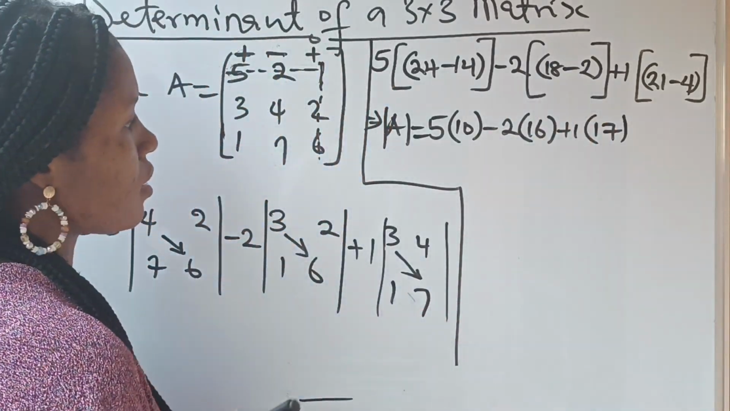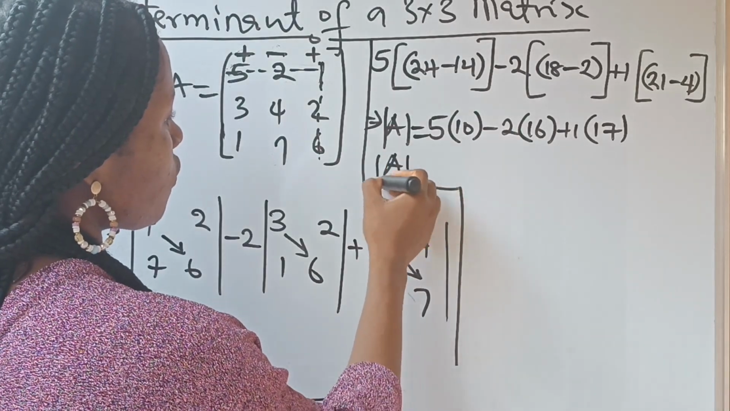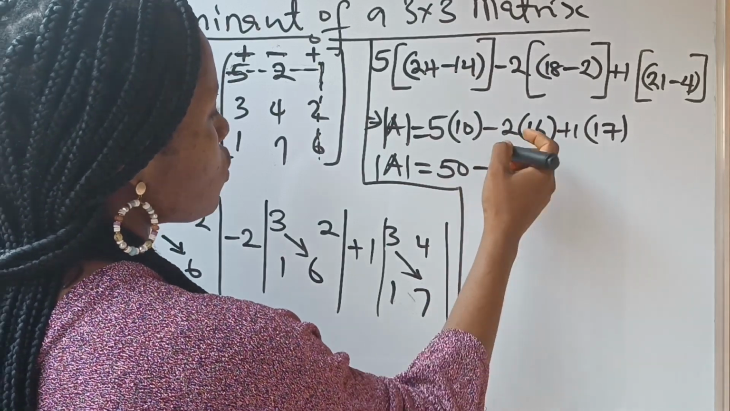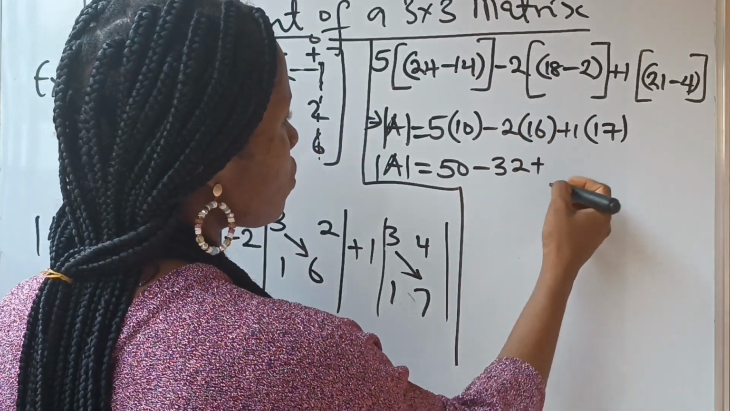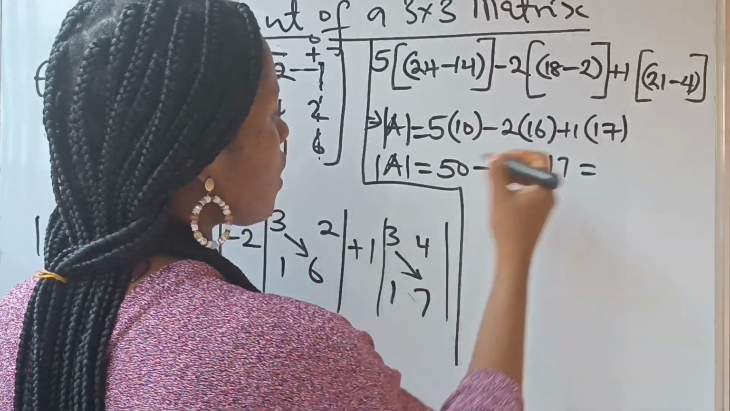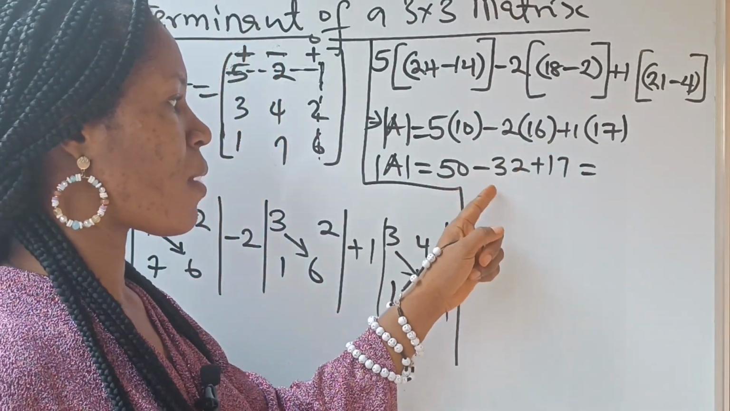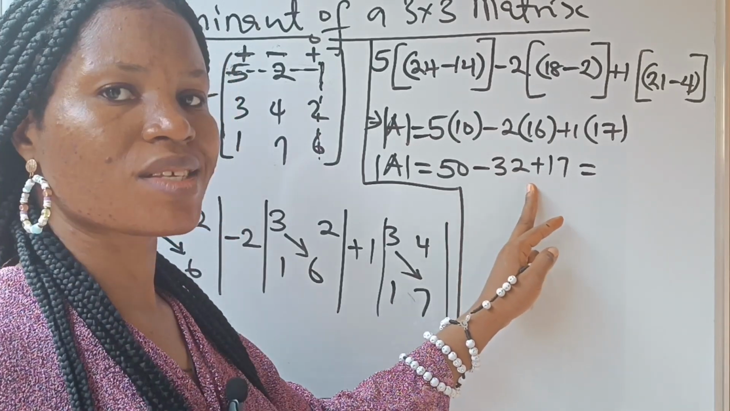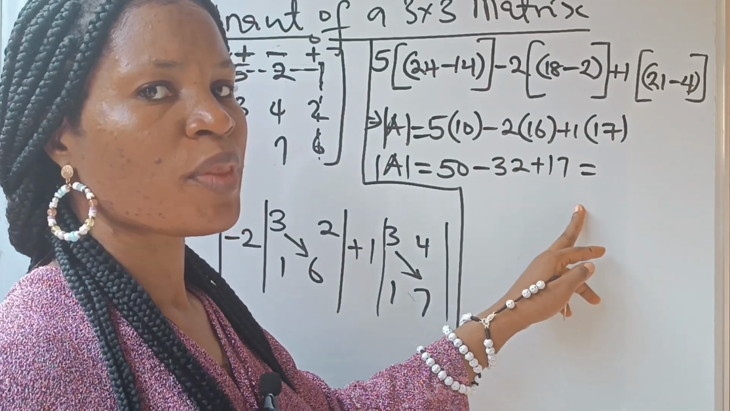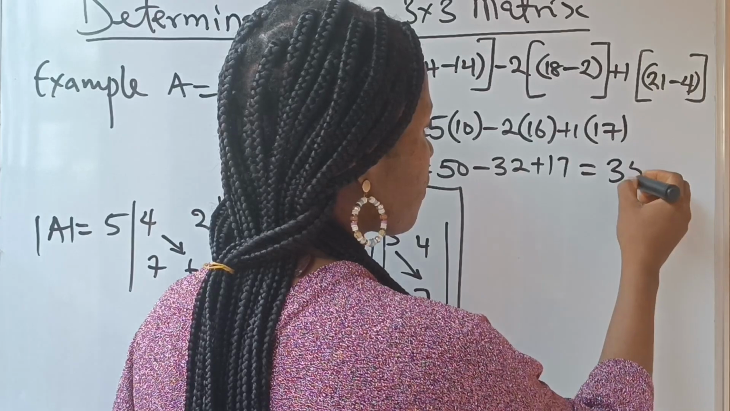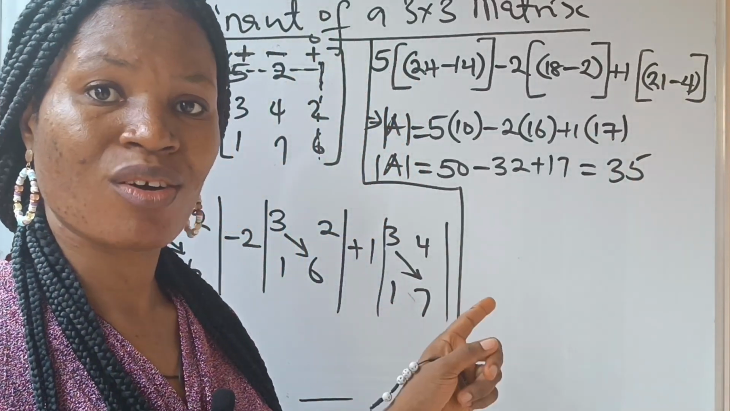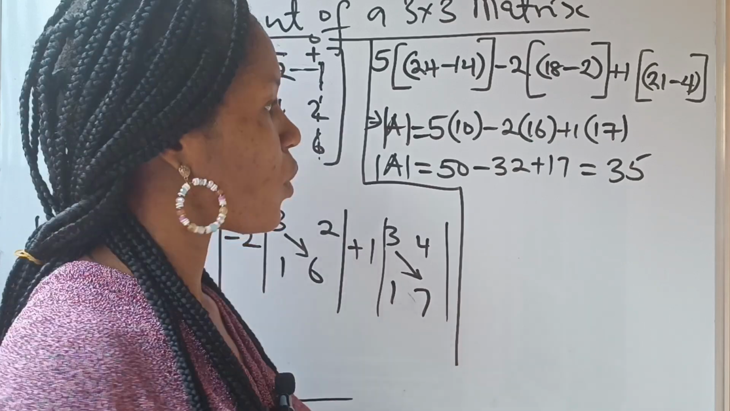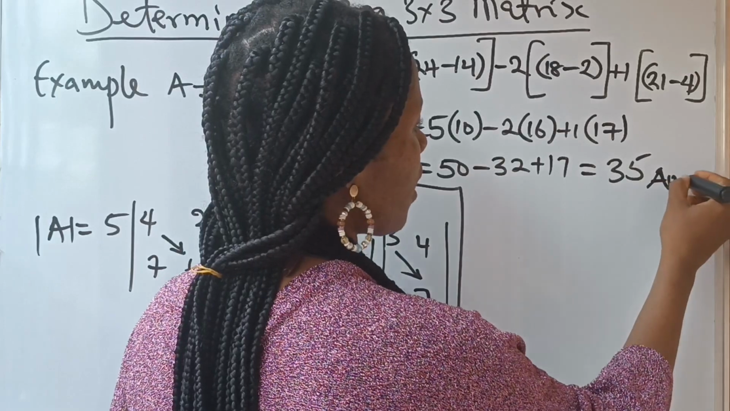Okay, so we go ahead and solve. Our determinant of A then is equal to 5 times 10 will give us 50, minus 2 times 16 will give you 32, plus 17. So we go ahead to solve this. 50 minus 32 is going to give us 18. 18 plus 17 is going to give us 35. Stick with me. I'm going to give you a second example so that you are going to understand this very easily. Okay? All right, so this is your answer.